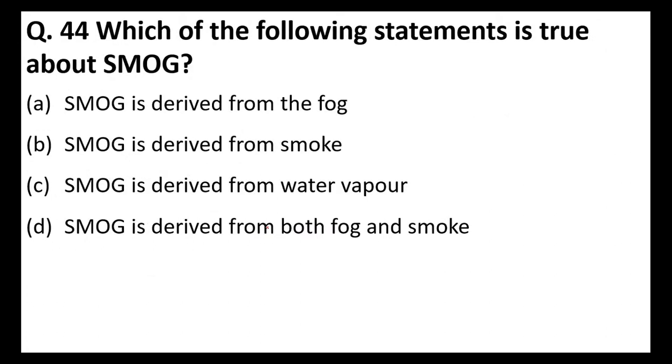Which of the statements is true about smog? Smog is derived from fog, or from smoke, from water vapor, or both fog and smoke. Answer is D. North India is going to have smog soon in November. It has been happening for the last 5 years, so expecting again a smog this year, made up of fog and smoke. Fog, you might have heard, this is Kohra.